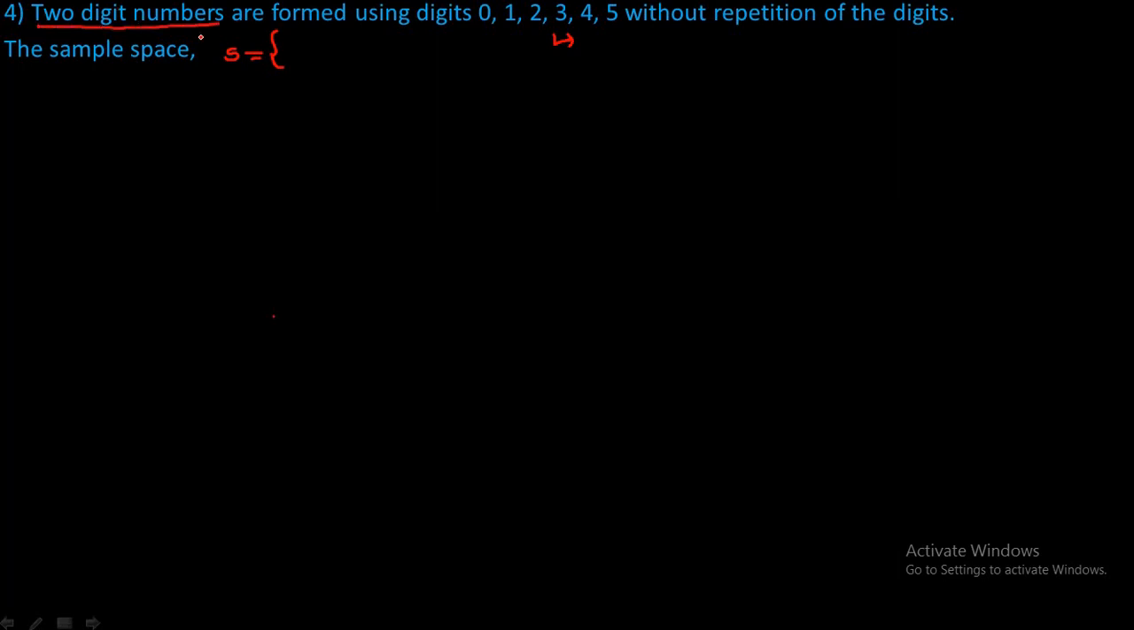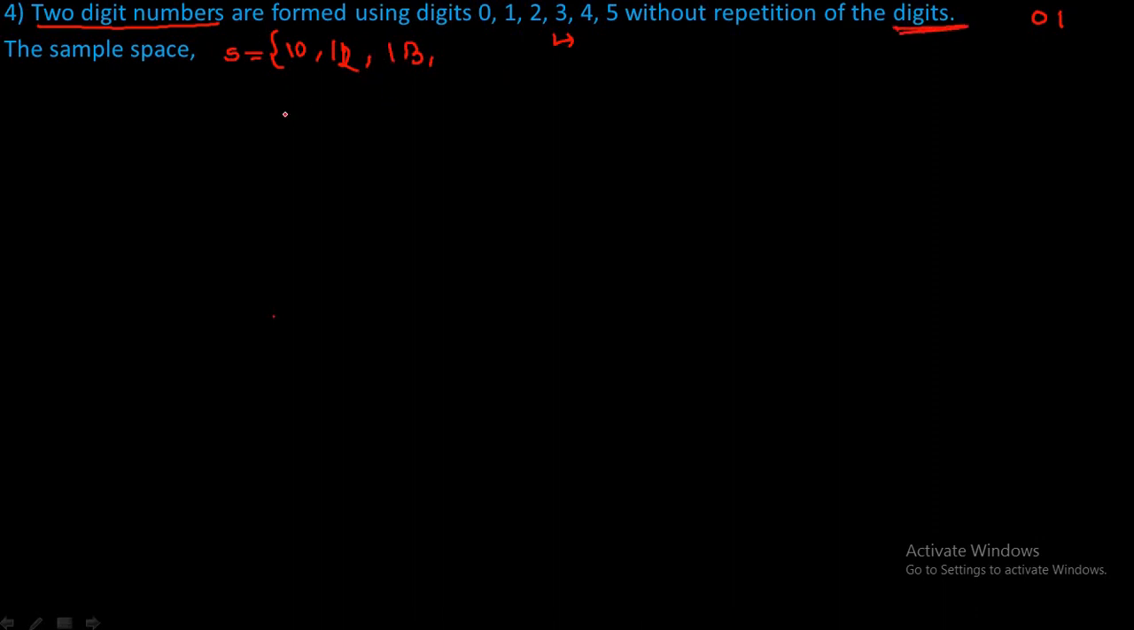Okay, two digit number. How will we write? First we will start from 10, because 01, please understand, is not a two digit number, so we cannot write 01. So it starts from 10, then 11, that is also a two digit number, but sorry, no repetition, so 12 will come, then 13. I hope you are understanding. 11 is also a two digit number, but they have given without repetition of the digits, so we cannot repeat the digits.